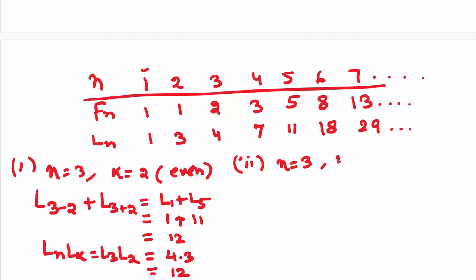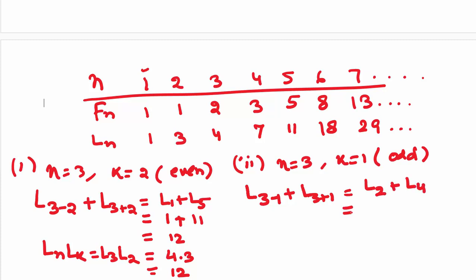So if n is 3 and k is equal to 1, which is odd, what will happen to the left hand side? You know that left hand side will be L of 3 minus 1 plus L of 3 plus 1, which is nothing but L of 2 plus L of 4. And what is L of 2? You can see it is 3. What is L of 4? You can see it is 7. So we get 10. And look at the right hand side.